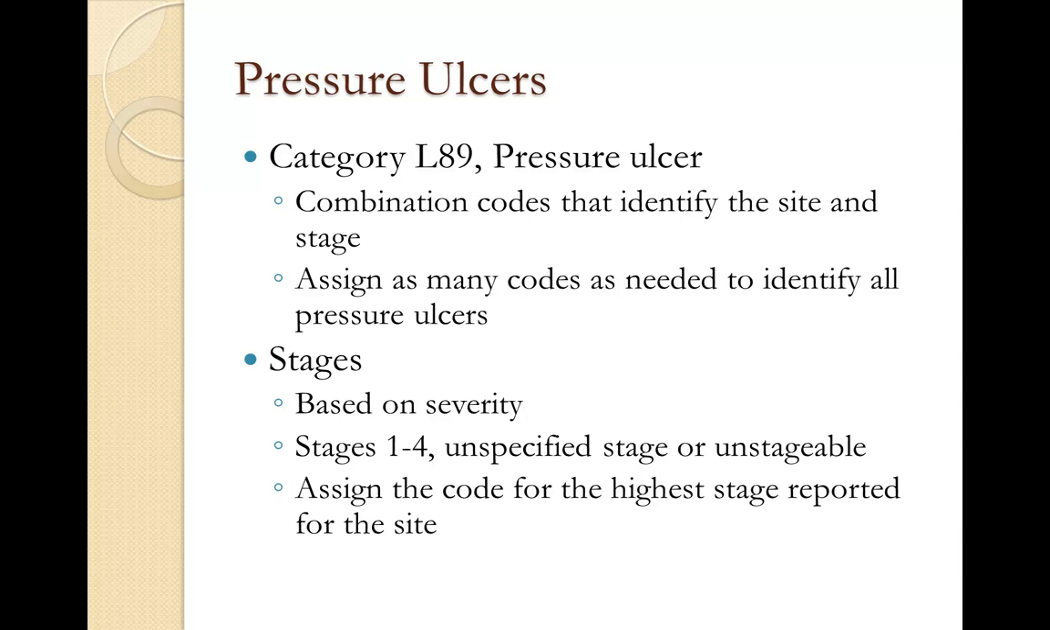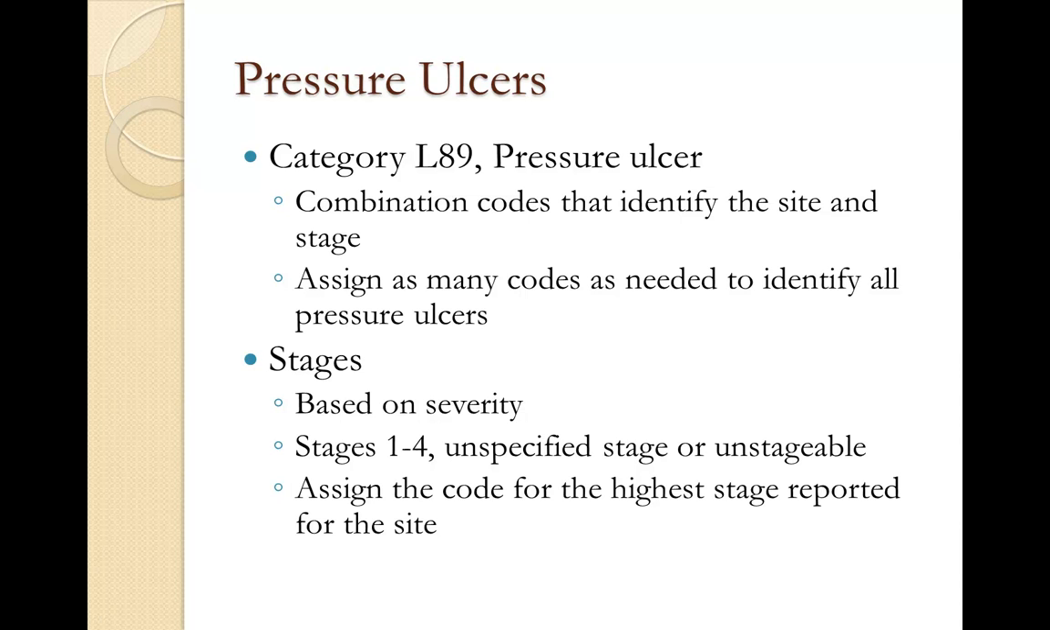So we have category L89 for pressure ulcer, and we do have combination codes that identify both the site and the stage. So that's kind of nice. We don't have to code those separately. With these, you can assign as many codes as needed to identify all pressure ulcers that the patient might have.